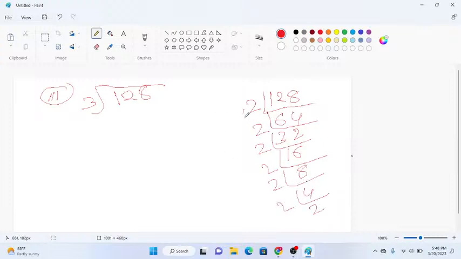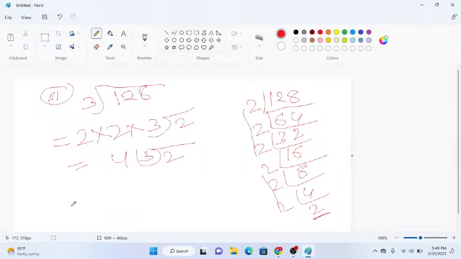Now you check: there are 3 twos and 3 twos, but this last 2 is single. So our answer will be: 3 twos will give one 2, and again 3 twos will give one 2, and then this last one is the cube root of 2. So our correct answer is 4 times the cube root of 2. This is your correct answer. In this way, we can find the cube root of any given number.